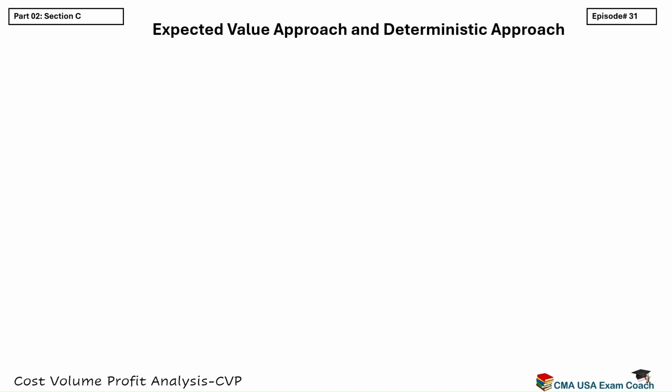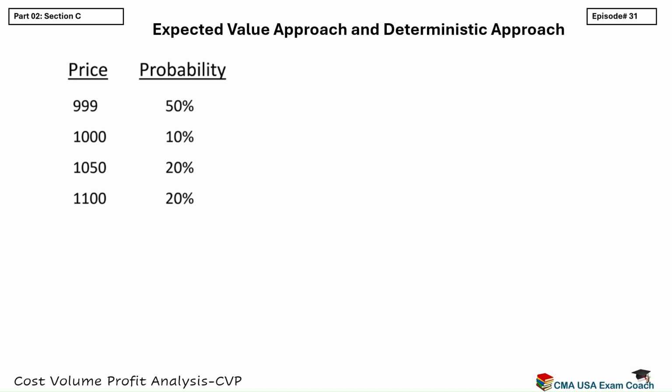Here's the question. A company is estimating the selling price of a product, but the price may vary depending on the market. The possible prices and their respective probabilities are given as follows. $999 with a probability of 50%, $1,000 with a probability of 10%, $1,050 with a probability of 20%, and $1,100 with a probability of 20%.